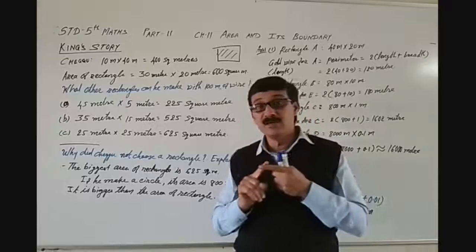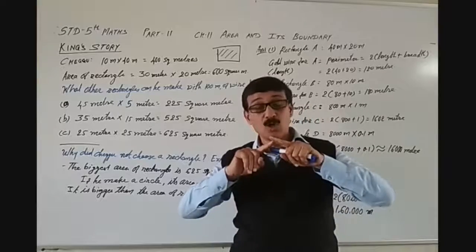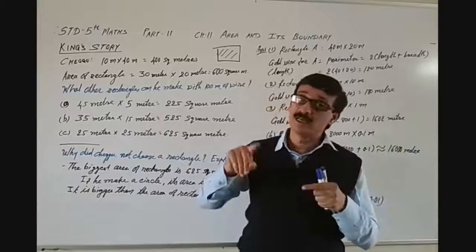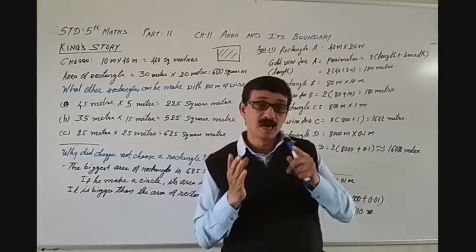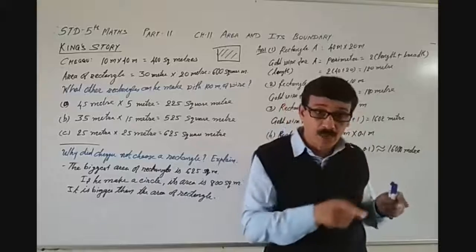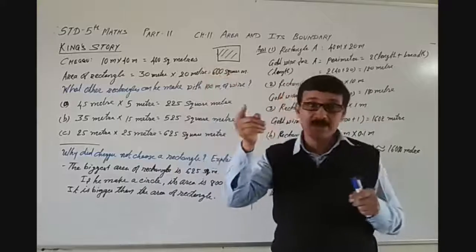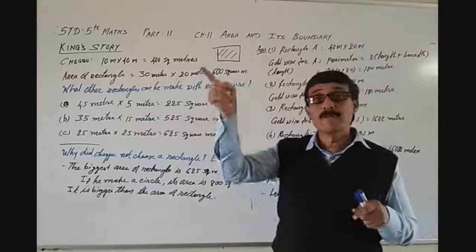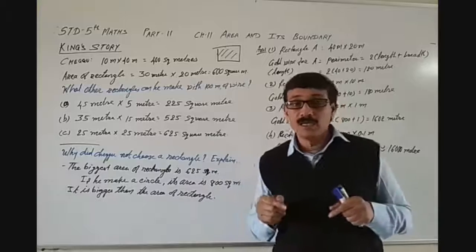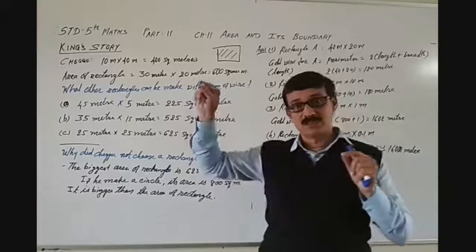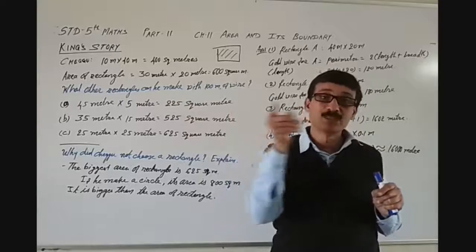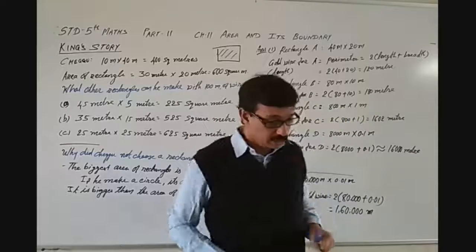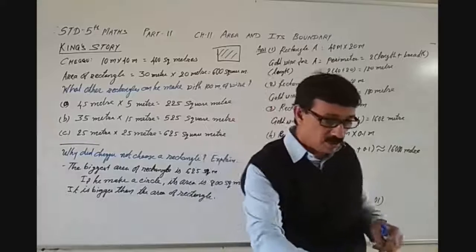Now, if we can make the longer boundary, then he will get more gold wire. I hope you understand. Now, he has to take the wire, the length of the wire. Why? Because the boundary is what? 10 meter. So if the boundary is biggest, then he will get more wire. Why? Because he has to go for the boundary. So let's go further on the next page.